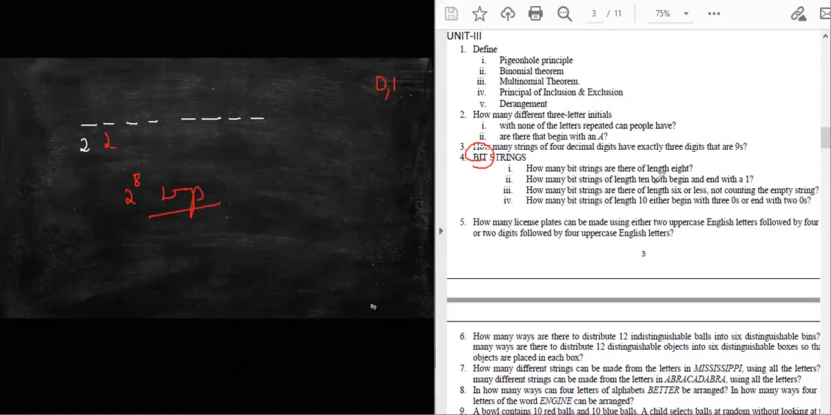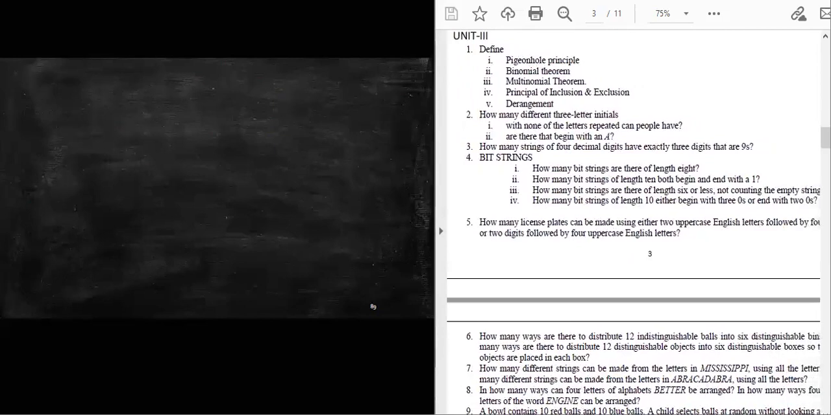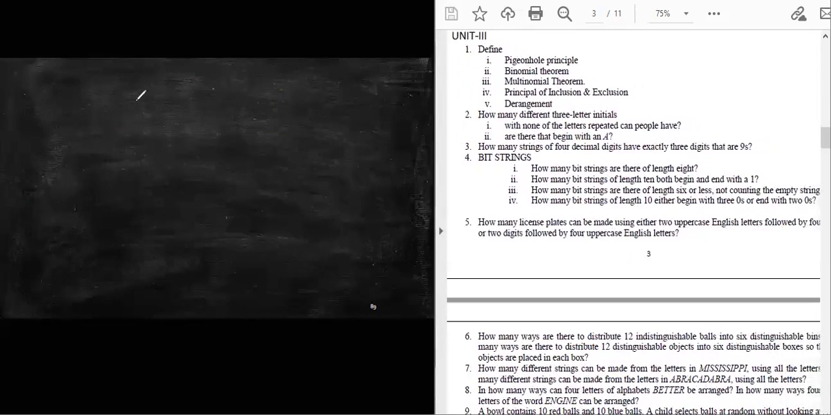Now how many bit strings of length 10 both begin and end with a 1? In this case, if you put 2 more blanks and put 1 at the beginning and end, you can fill it in only one way, then again you will have 2 power 8 ways. This way you can solve the other two problems also, because we have a lot of problems to cover. Now, the next one is how many license plates can be made using either two uppercase English letters followed by 4 digits, or 2 digits followed by 4 uppercase English letters. In this case, we are talking about license plates, and there are two combinations.